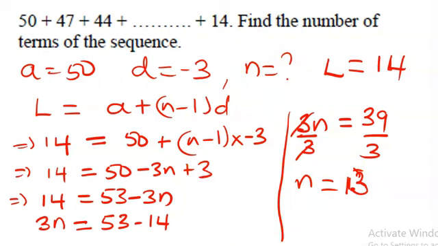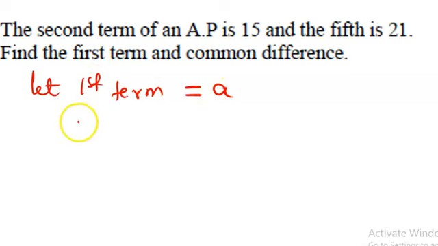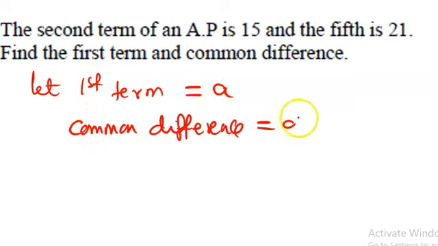Okay, so let's look at the last one. The second term of an AP is 15 and the fifth is 21. We have to find the first term and the common difference. For this particular one, we are supposed to know the pattern. So let's let the first term be A, and the common difference be D.